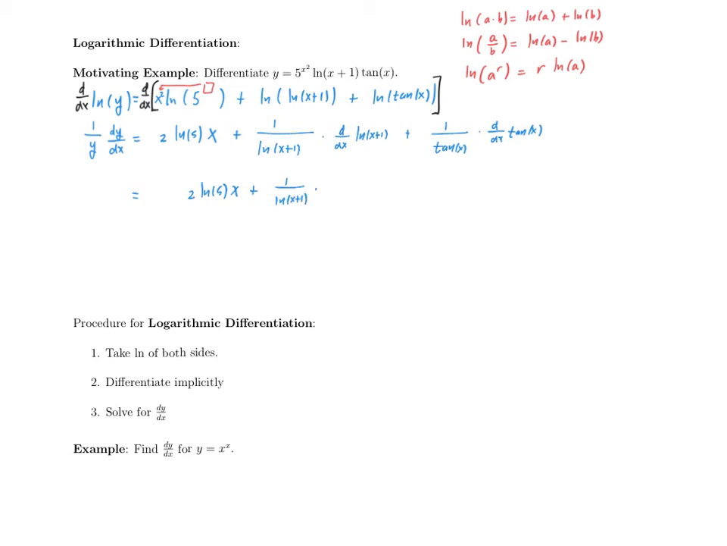And when we differentiate the natural log of x plus 1, this is a chain rule problem. We differentiate the outside, evaluate at the inside, multiply by the derivative of the inside function. So the 1 is the derivative of x plus 1. Continuing on, we have the 1 over tangent plus the derivative of tangent, which is secant squared. So we've now completed all of our derivatives, and what remains is to isolate or solve for dy dx. And if I want to leave just a dy dx on the left, I need to multiply both sides by y.